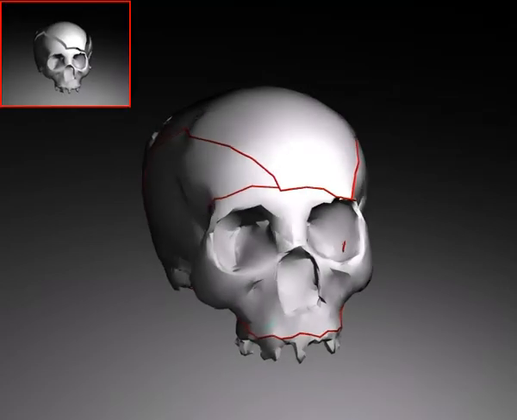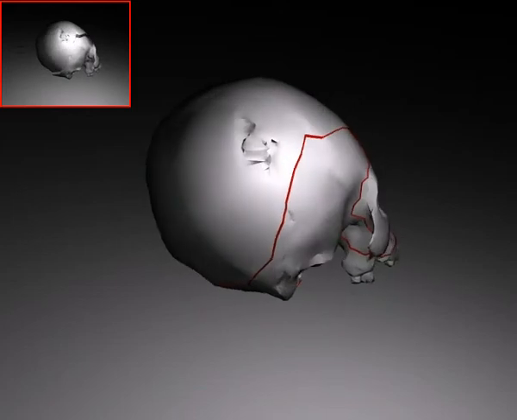Here is an example of the assembled result after the refinement using break curves.